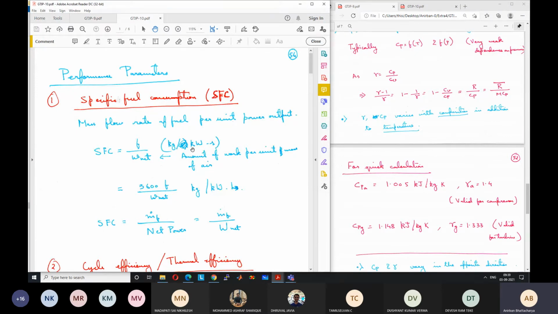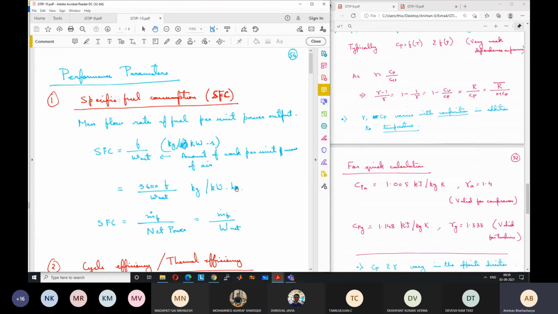Because I want to convert it to kg per kilowatt hour. For practical purpose, this is calculated as kg per kilowatt hour. So this kilojoule you can write as kilowatt second, and then we multiply by 3600 to get the value in terms of kg per kilowatt hour. I will show you in a problem in the next class, as we don't have sufficient time today. So 3600 F by w net, kg per kilowatt hour.